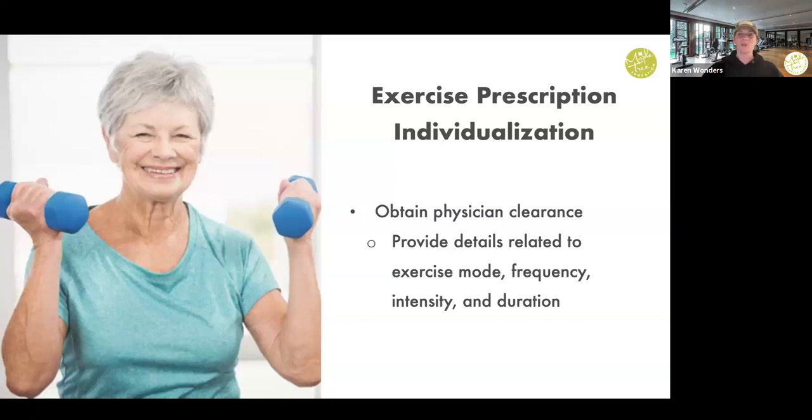Another thing to keep in mind when you're working with someone who has cancer or really any chronic disease is you do want to obtain physician clearance. This will help you just in case there's any limitations or contraindications. Ideally, what you want to do when you're obtaining that physician clearance is to give them details on the mode of exercise, the frequency, the intensity, and the duration of exercise that the patient is going to undergo so that the physician can come back and say, okay, this sounds good, but don't allow the patient to lift more than 10 pounds, or do smaller bouts of activity, or watch for dizziness upon standing, or whatever it may be.